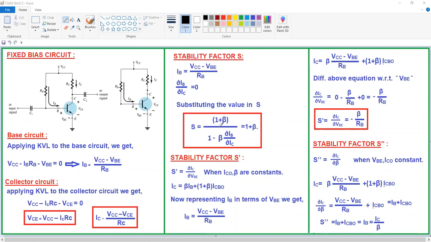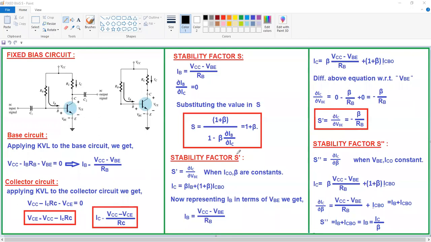Now substitute this value here. So it will become 1 minus beta into 0, that is 1 minus 0, so it becomes 1 plus beta. Now stability factor S is equal to 1 plus beta in the case of fixed bias. Now what will happen to S dash? S dash is defined as dou IC by dou VBE whenever ICO and beta are constant.